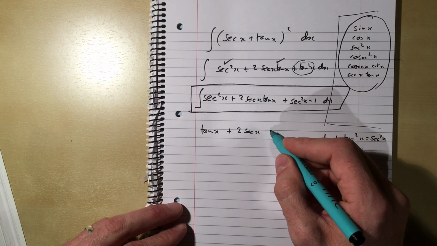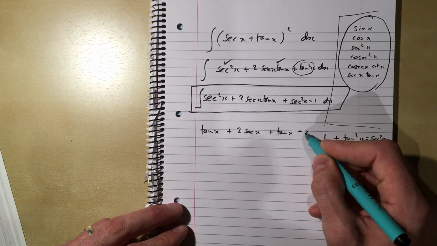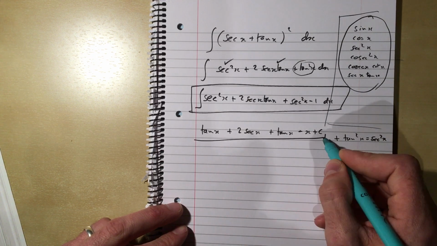Sec squared integrates to tan, and minus 1 integrates to x. Don't forget your constant of integration.